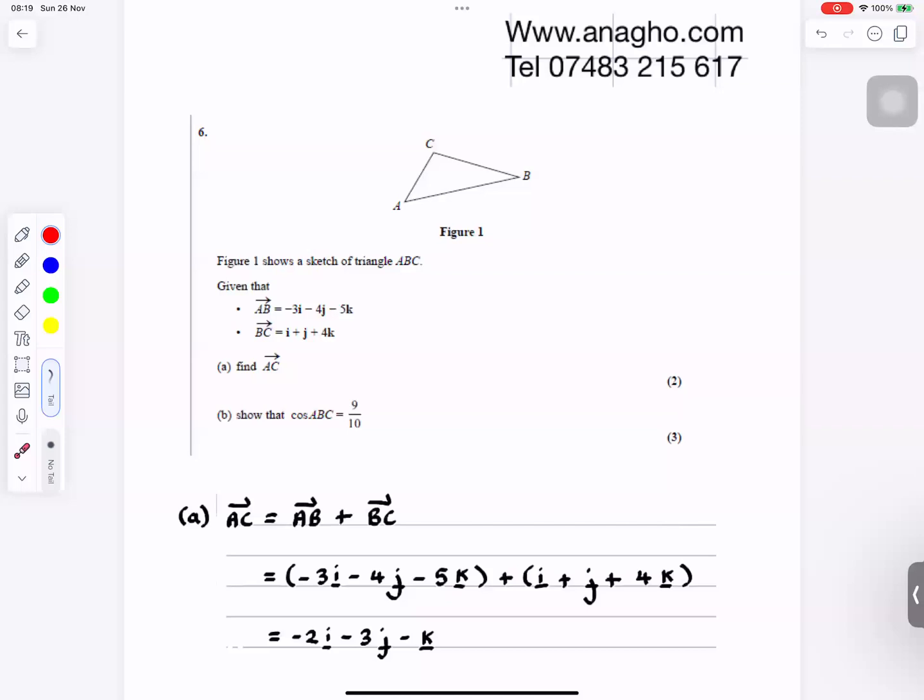For question number 6, they want us to find AC. So to go from A to C, you can go from A to B plus B to C. Do we know A to B? Yes, that's A to B. Do we know B to C? Yes, we put that. We add them together and you get AC. Minus 3i plus i gives you minus 2i. Minus 4j plus j, minus 3j, and then minus 5k plus 4k gives you minus k.